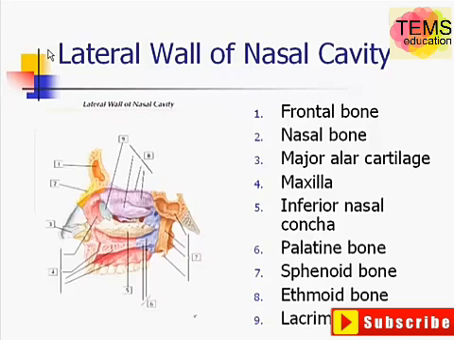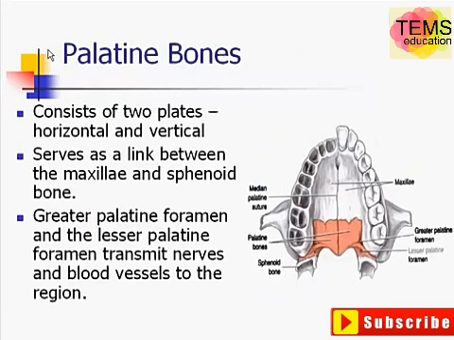Ethmoid bone, showing the middle nasal concha, the cribriform plate, and the superior nasal concha. Palatine bones, remember that the roof of the mouth is formed by the maxilla and the palatine bones. The reason why it's considered a facial bone is because you can see it forms a very small part of the apex of the orbit.